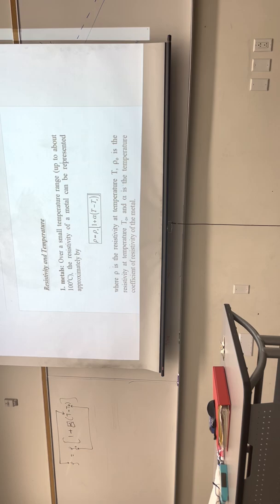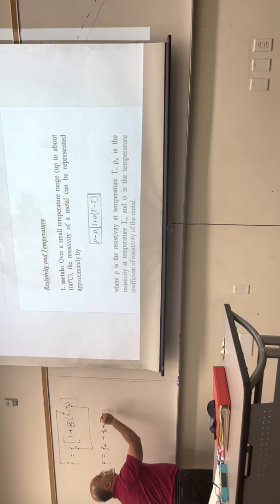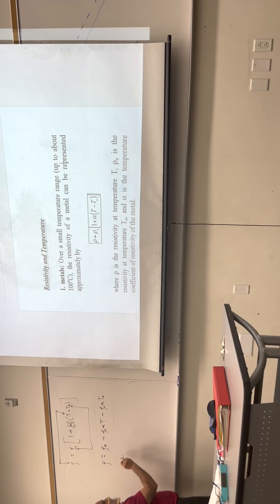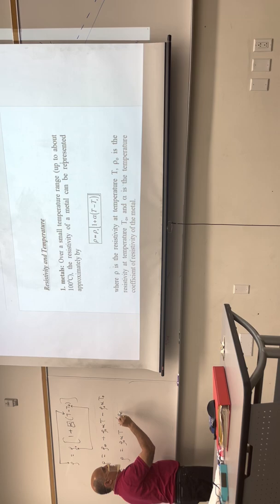And if you multiply this out, you get rho naught plus rho naught alpha T minus rho naught alpha T naught. So this is like rho naught alpha T plus this constant over here.